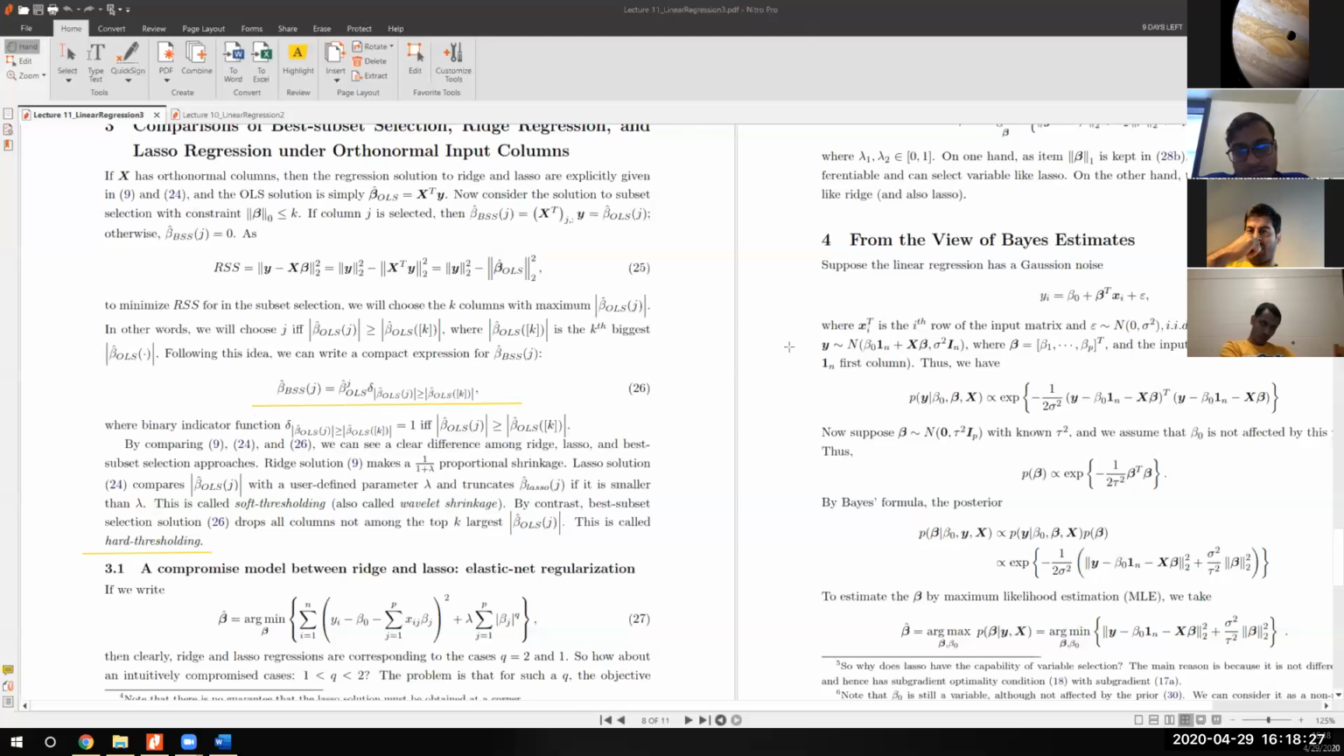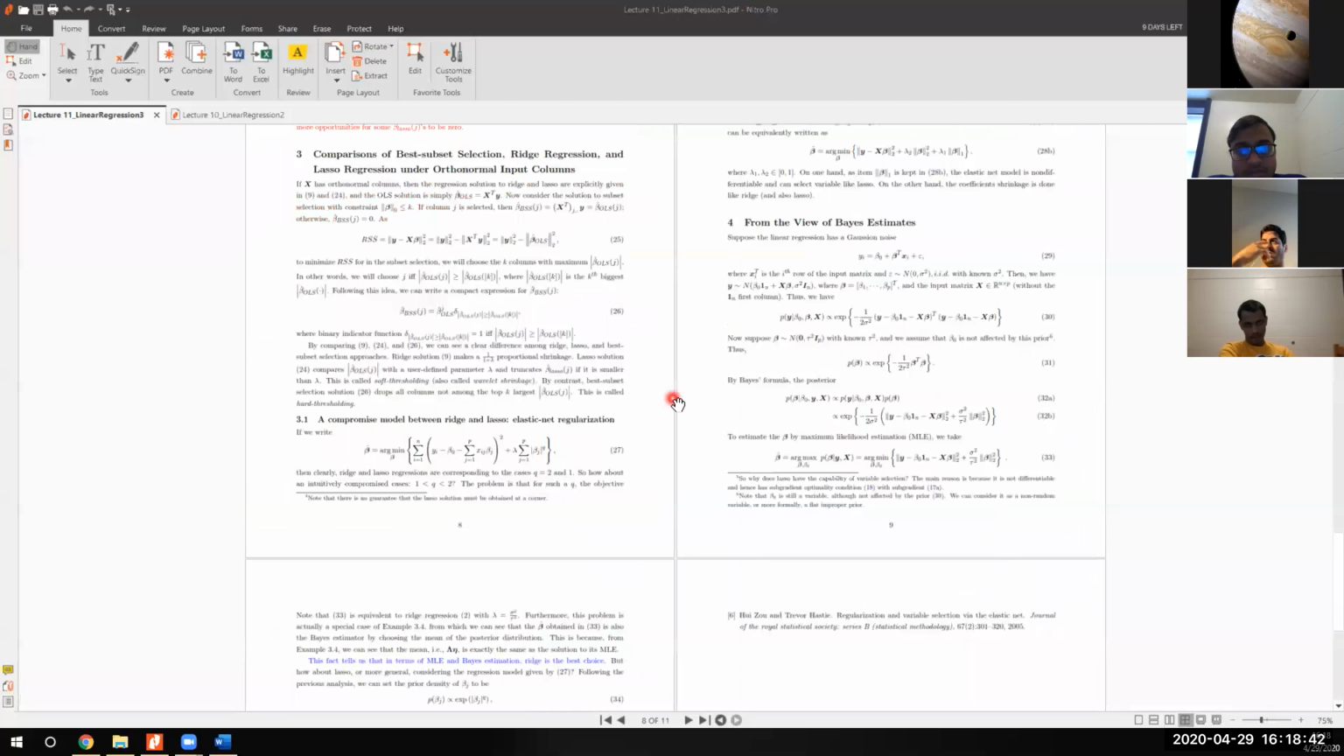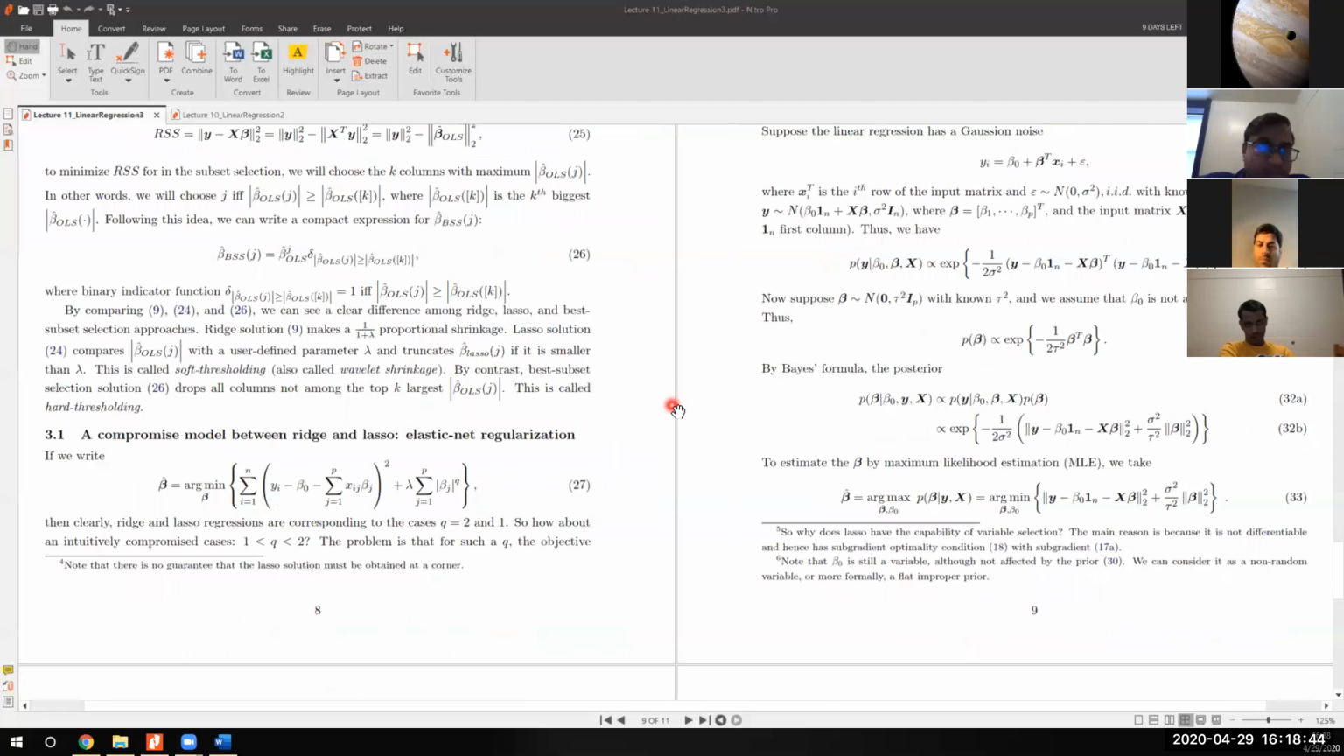Okay, so let me see. Please allow me to extend a little bit more. I want to try to finish at least the elastic regression, elastic regularization here.